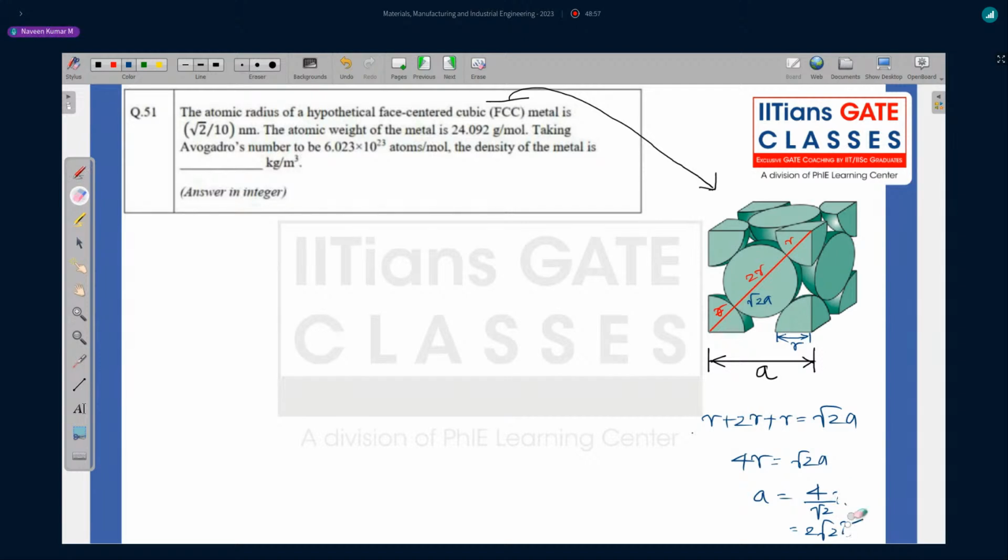Let's write this as R so we don't get confused: A is equal to 2√2 R. Now let's go to the question. They gave the atomic radius R of a hypothetical face-centered cubic metal as √2 by 10 nanometer.